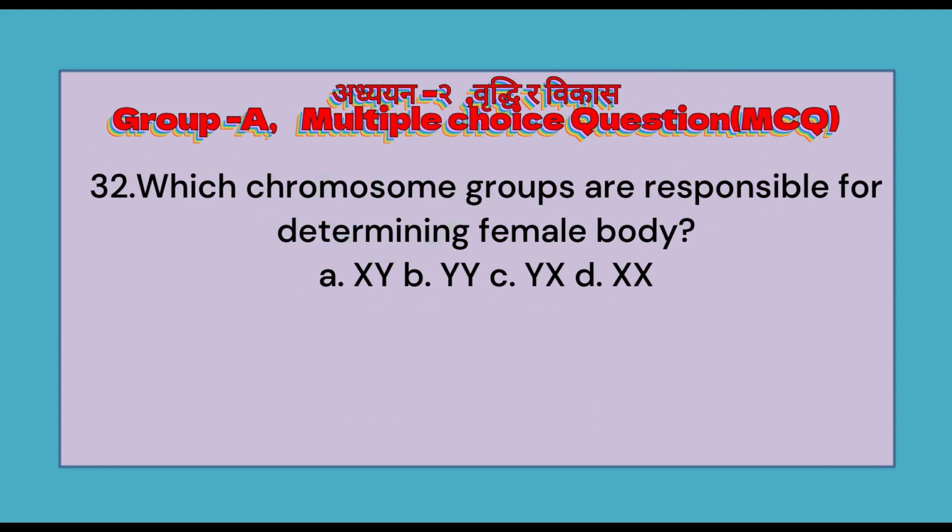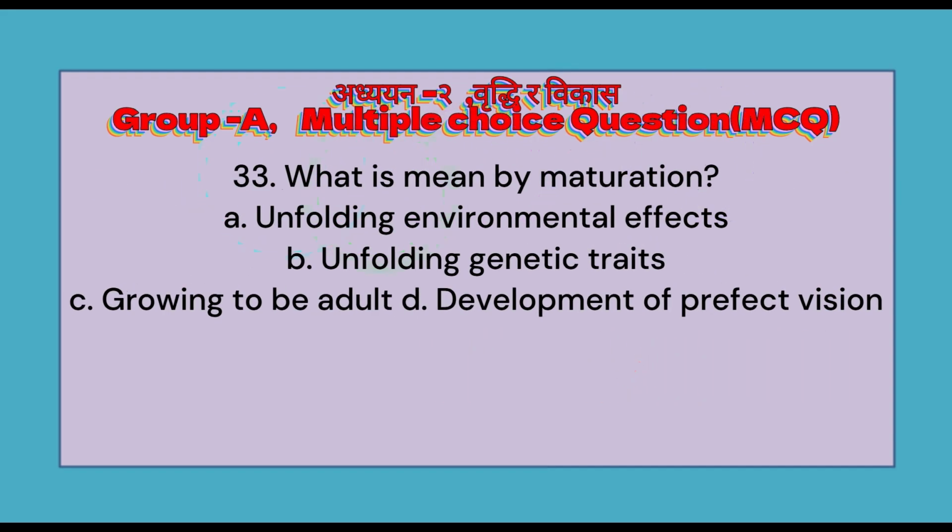32. Which chromosome groups are responsible for determining the female body? A. XY B. YY C. YX D. XX. Correct answer: D. XX.